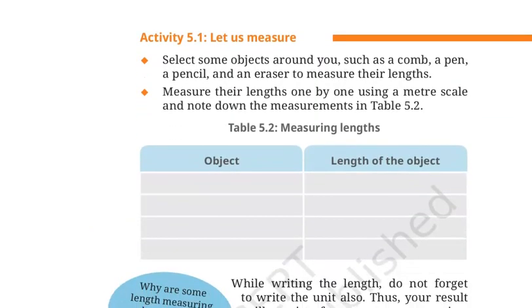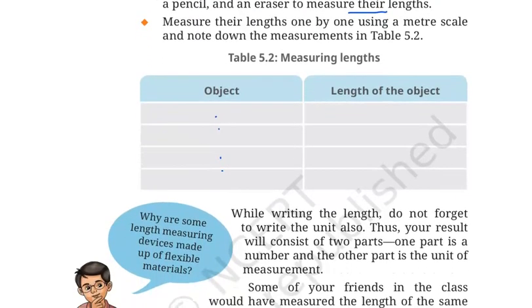What is the activity? Let us see. The activity says you select any objects around you, such as a comb, a pen, a pencil, an eraser, and you measure their lengths. Once you measure their lengths using a meter scale, you note them down. So you take 1, 2, 3, 4 objects, measure their length, note it down and see how the lengths of the different objects are different.